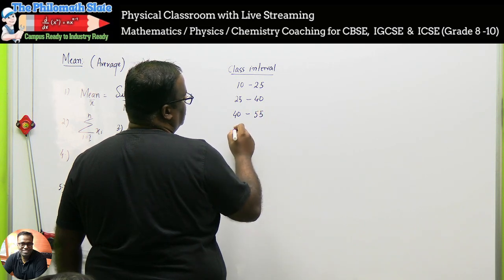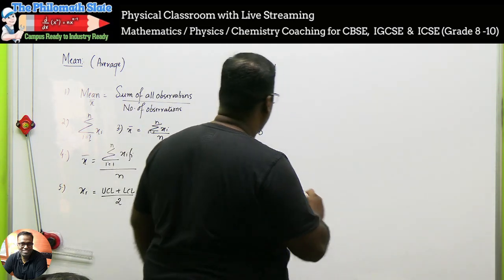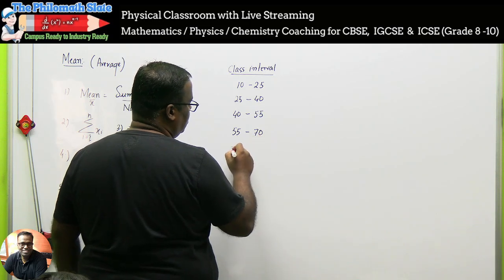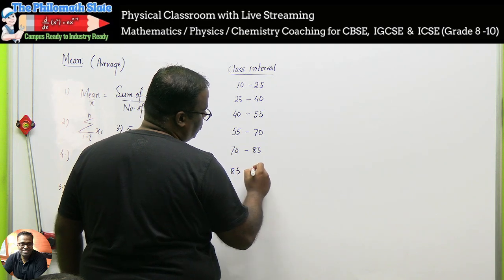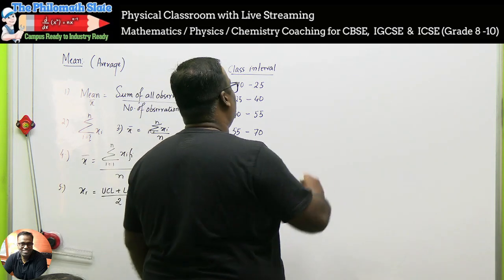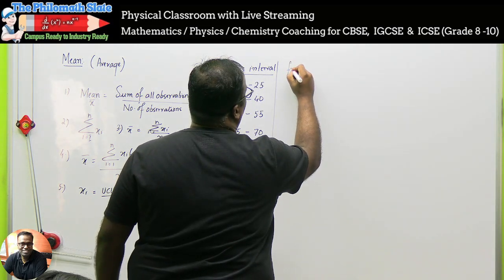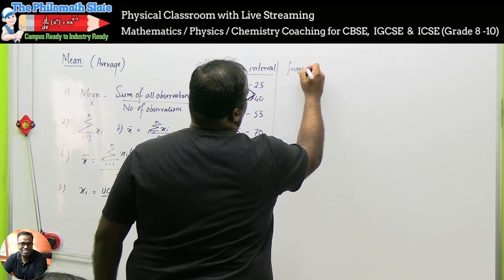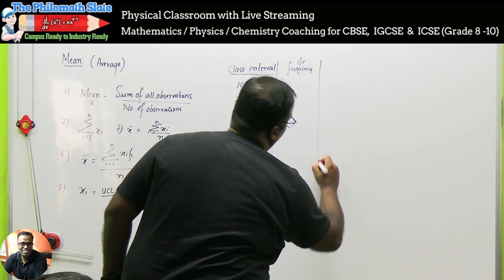55 to 70, and then 70 to 85, 85 to 100. This distribution is given in the question and they have given you the frequency also. The frequency you always write as Fi. This much is the question.